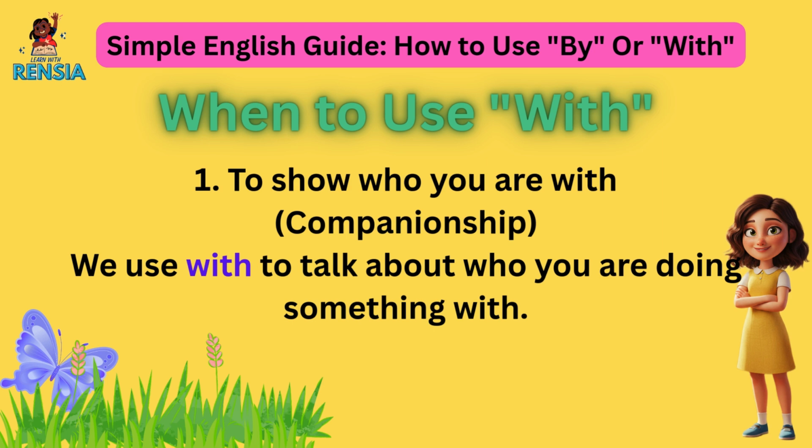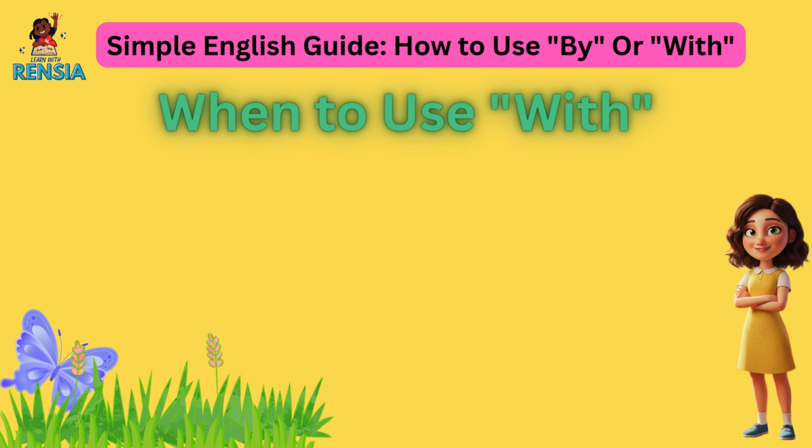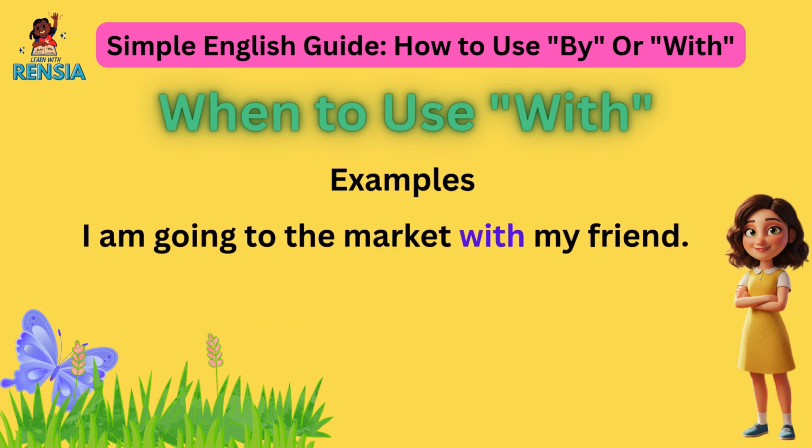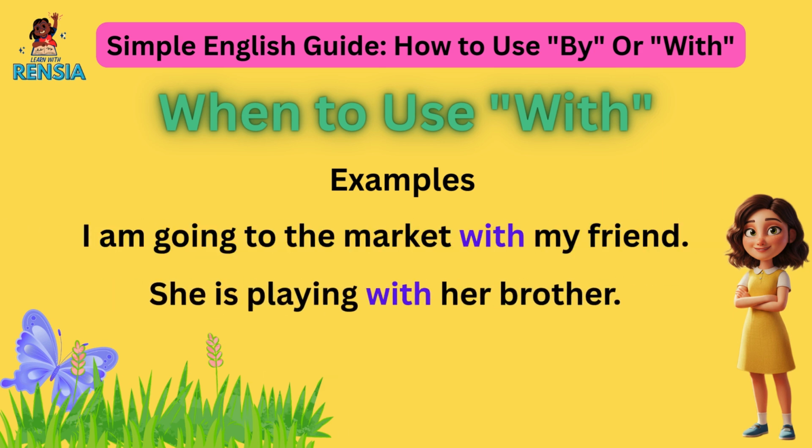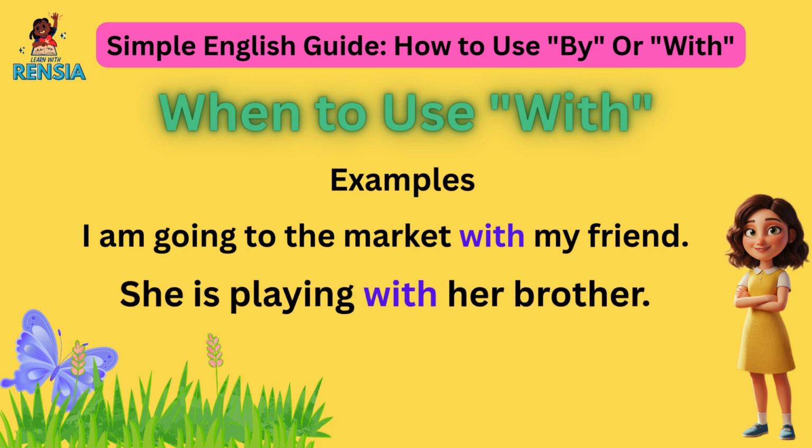When to use with. 1. To show who you are with. Companionship. We use with to talk about who you are doing something with. Examples. I am going to the market with my friend. She is playing with her brother.